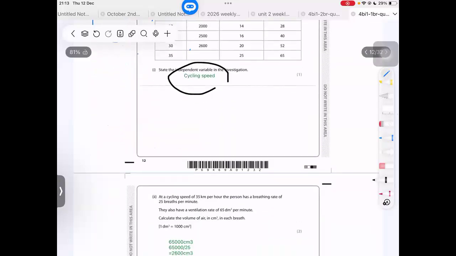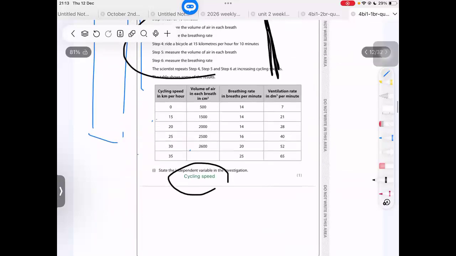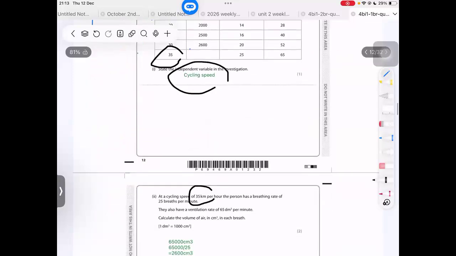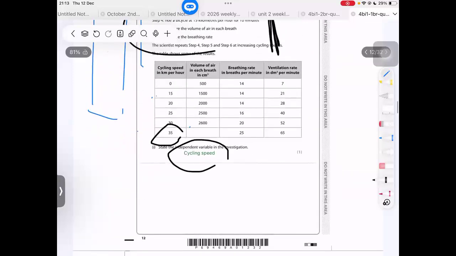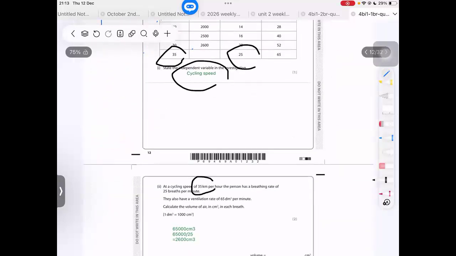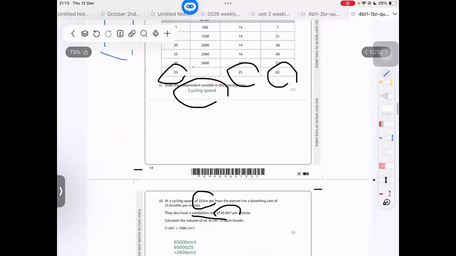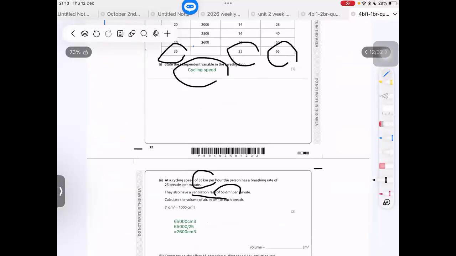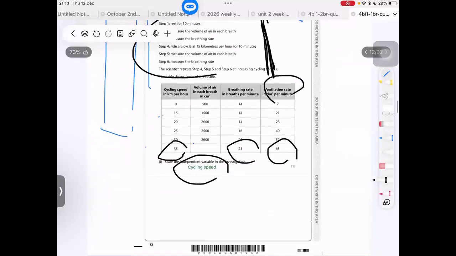Okay. So you can see in the second one, at a cycling speed of 35 kilometer per hour, he has a breathing rate of 25 breaths per minute. They also have a ventilation of 65 decimeter cube per minute. Then they are asking, calculate the volume of air in centimeter cube in each breath. That means ventilation rate means the amount of air they take in per minute, not per breath. This is the amount of air they take in per breath.